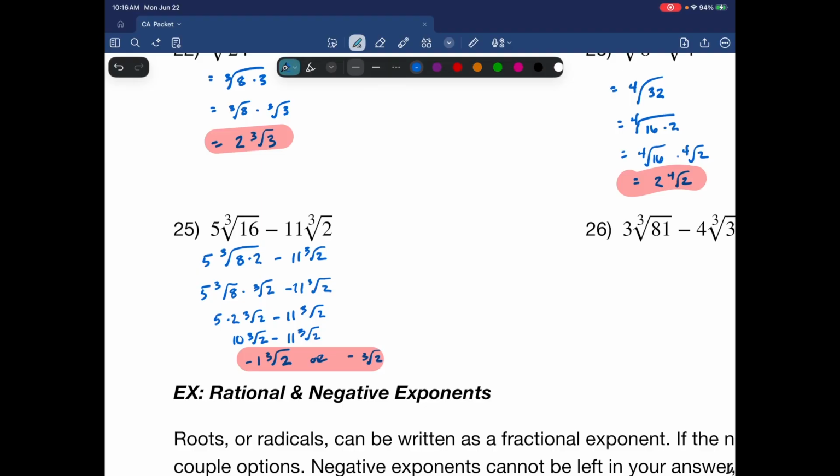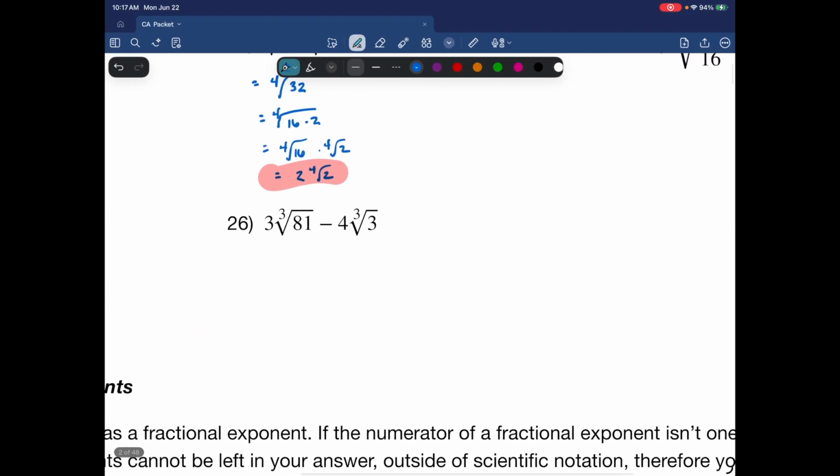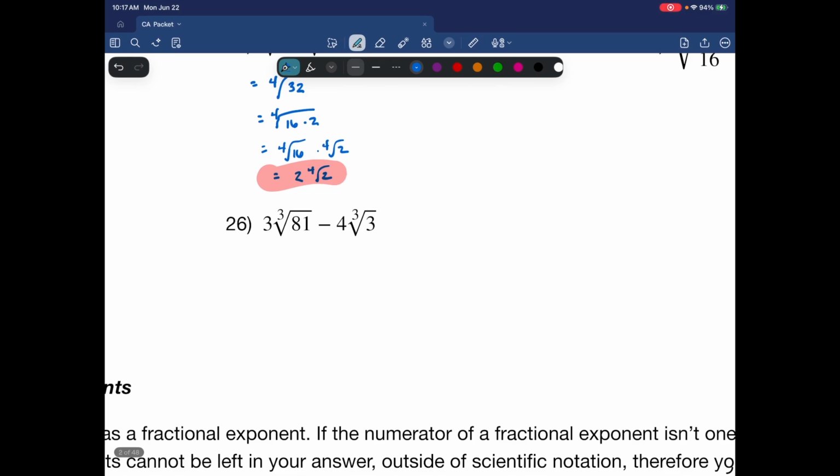All right, 26. The cube root of 81 is not a thing. So we got cube root 27 times 3 minus 4 cube root of 3. The cube root of 27 is 3. So I got 3 times 3 is 9. So I got 9 cube root of 3 minus 4 cube root of 3. So the final answer is going to be 5 cube root of 3. 9 minus 4 is 5.